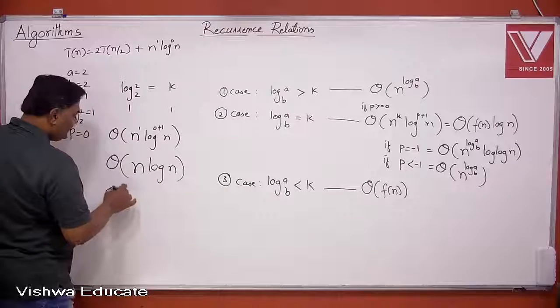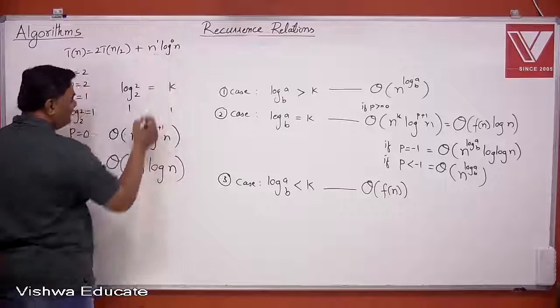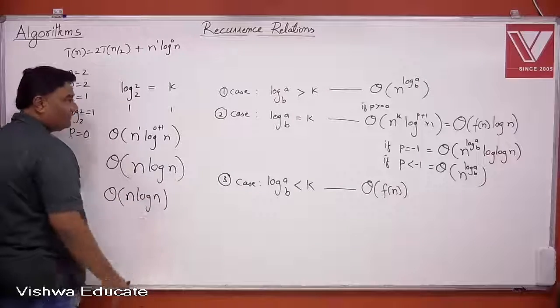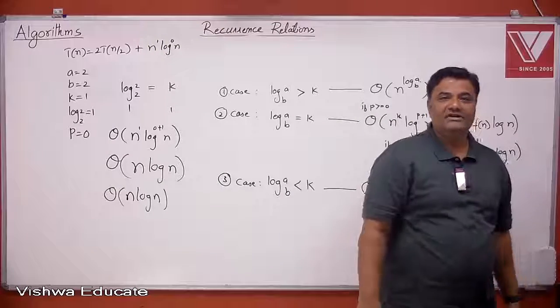In other words, what is f(n)? This is not there in f(n), right? This is not there. n into log n. That's what I have told you, that f(n) into log n. Simple. f(n) into log n.